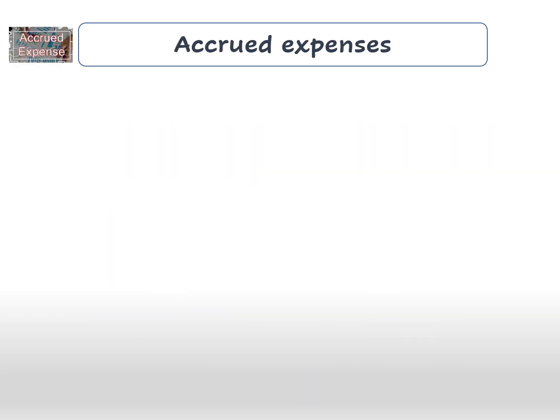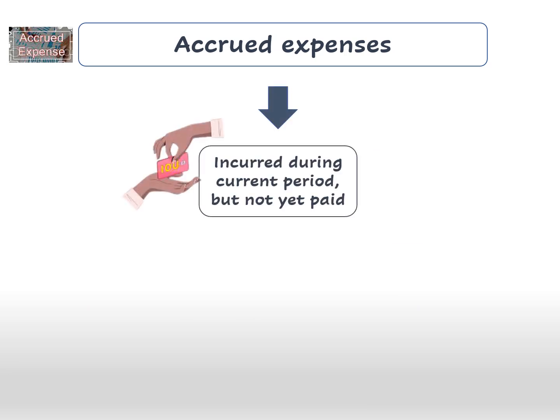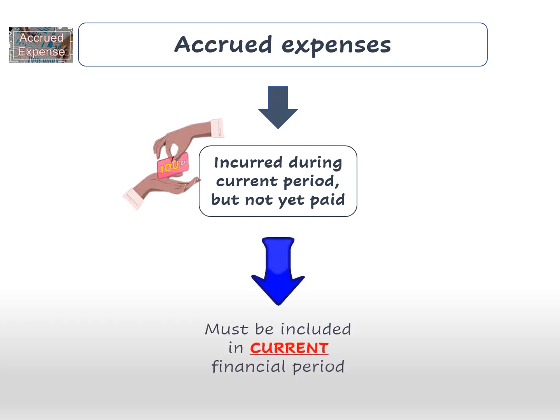Last new adjustment that we need to look at is accrued expenses. So this is expenses that are still owing. So they have been incurred during the current period. In other words, the goods have either been provided to you or the service has been rendered to you. So you incurred that expense, but you have not yet paid that supplier. So it must be included in the current financial period because it is an expense that then belongs to the current financial period.